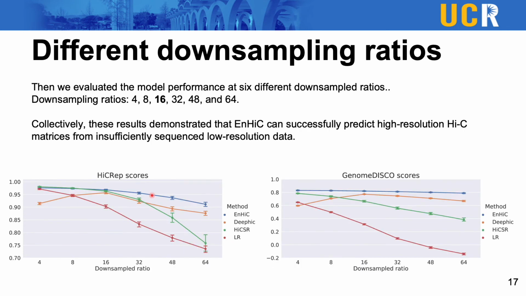Although trained on 16 times downsampled data, EnHiC is flexible and can be applied to low-resolution data with much less sequencing depth. We used the same trained models and then evaluated the model performance at 6 different downsampled ratios. Notably, EnHiC robustly and stably recovered high-resolution HiC matrices from low-resolution input data with large downsampled ratios.